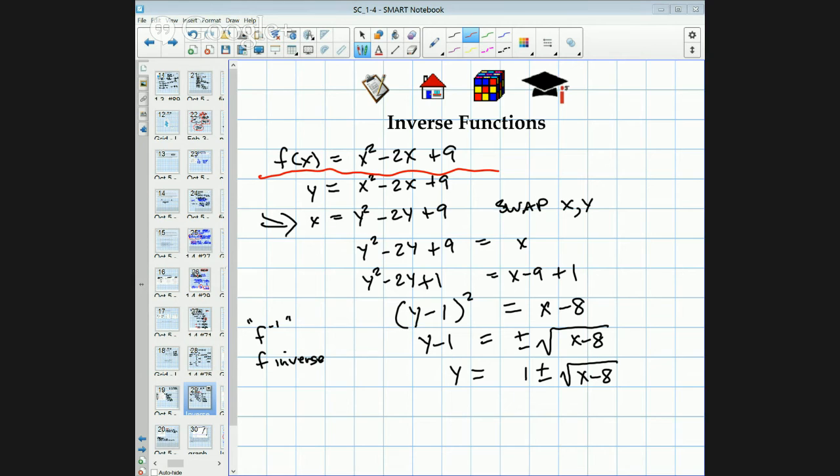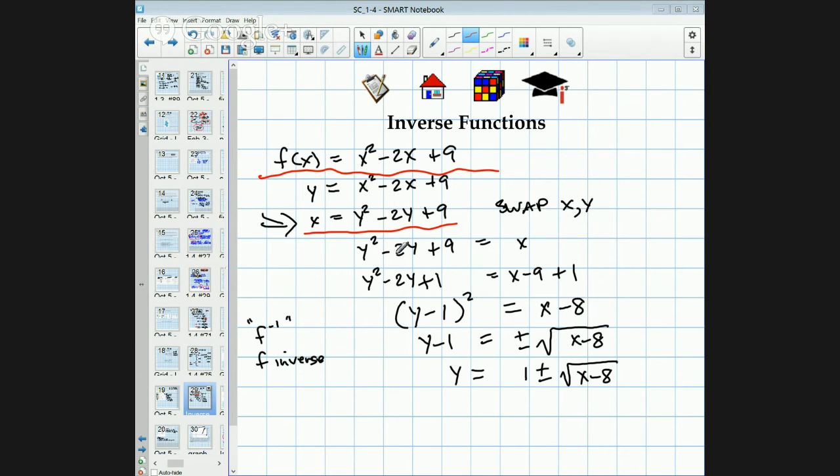First, you put a y in place of f of x, which I just did right here. And then swap the x and y. Literally, wherever there's a y, make it an x. Wherever there's an x, make it a y. So do you see that I did that right here? Okay, then the rest of it is just solve for the new y.